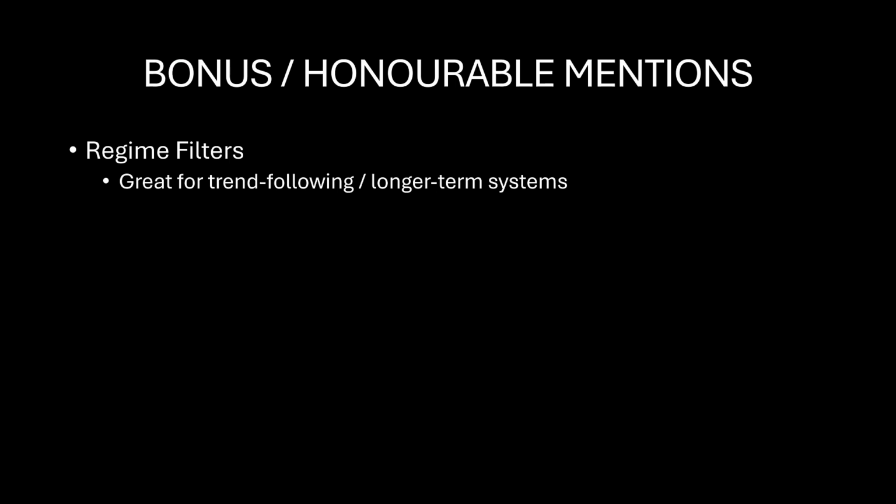The first one is regime filters. Regime filters or index filters don't suit all strategies, but they can radically improve certain systems, especially trend following and longer term systems. If you don't know what a regime or index filter is, there will be a video link in the description explaining it. Basically, you add a moving average to a market index that represents the universe you're trading. So if you're trading the S&P 500, you might use SPY. And if that market is trading below a key moving average, such as the 200 SMA, for example, you stop taking new long trades until the broader market recovers.